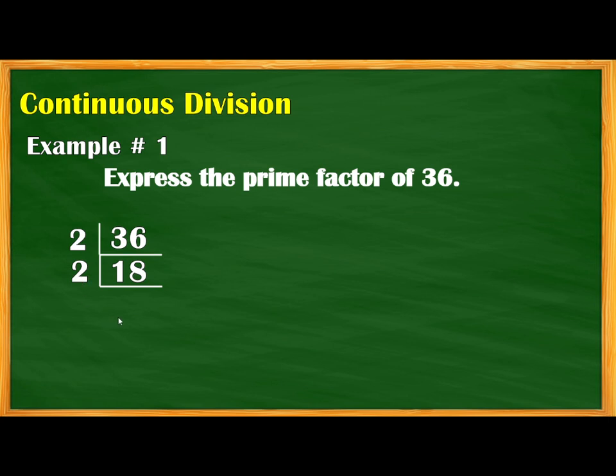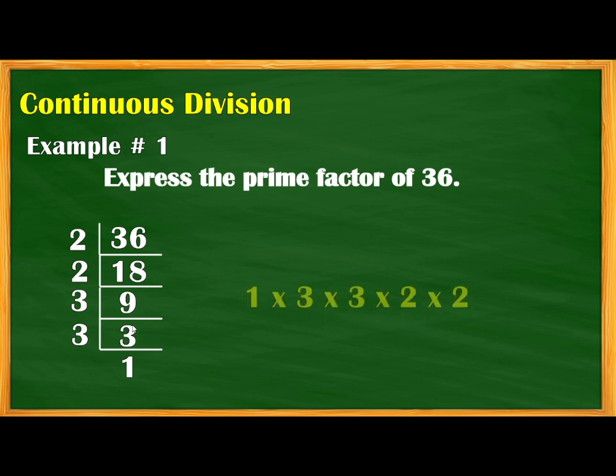18 divided by 2 is 9. Again, think of a prime number that can divide 9. It's 3. Very good. So 9 divided by 3, the quotient would be 3. And then 3 divided by 3, the answer is 1. So this would be the continuous division. So the prime factors of 36 are 1 multiplied by 3, multiplied by 3, multiplied by 2, multiplied by 2.